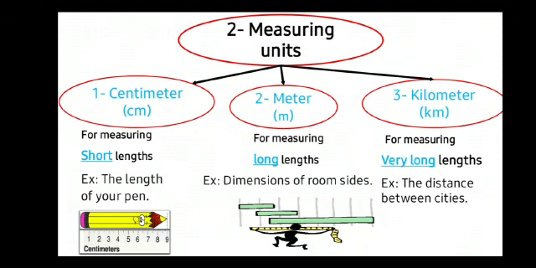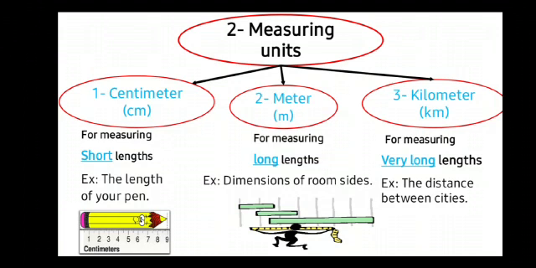So we have 3 measuring units. Number 1, centimeter. Number 2, meter. Number 3, kilometer. Number 1, centimeter, it's suitable for measuring what? Short length, like the length of the pen. When I hold the ruler to know the length of the book or the pen, it will be 15 or 20 centimeters because the pen or book are short objects.